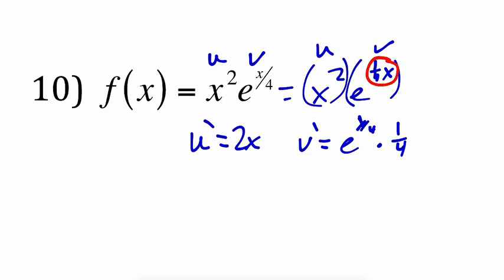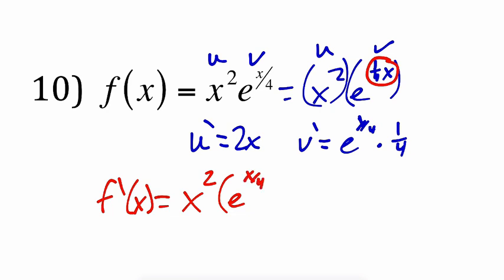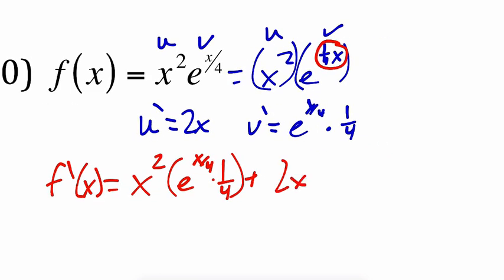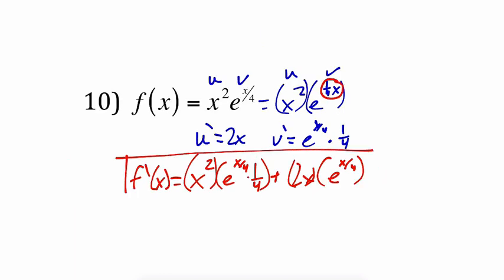So going through, we now have to use the product rule. So we get f prime of x equals the first function times the derivative of the second. So we have x over 4 times 1/4, plus the derivative of the first function, so 2x, times the original second function, e to the x over 4. I'm just going to overuse parentheses, and you can leave it just as so.